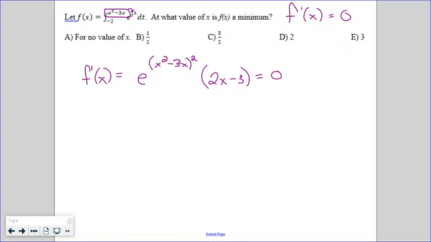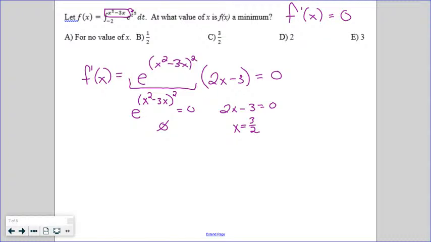But we have two terms here as we think about the zero product property. So we would look at where e to the x squared minus 3x squared equals 0, and where 2x minus 3 equals 0. Well, e raised to something will never equal 0, so we're not going to get any critical points from that term. But over here, solving for x, we get x equals 3/2.